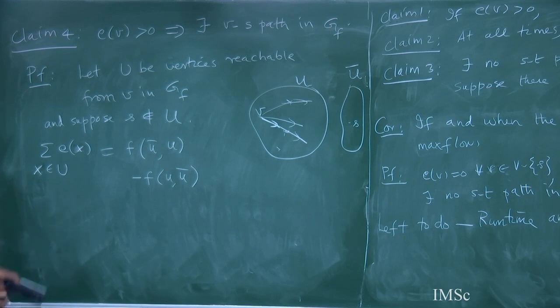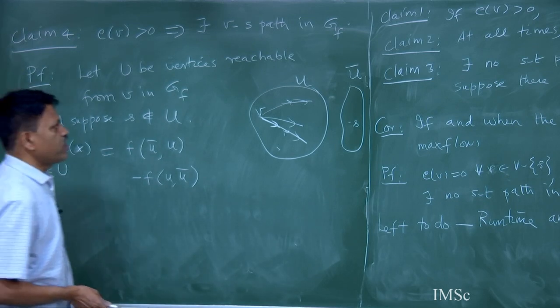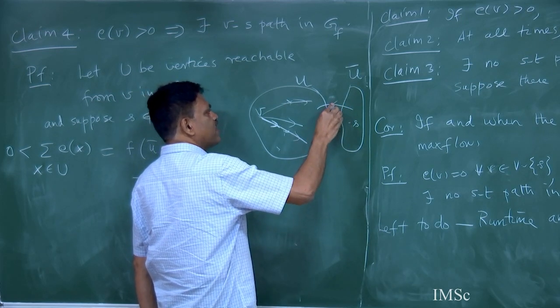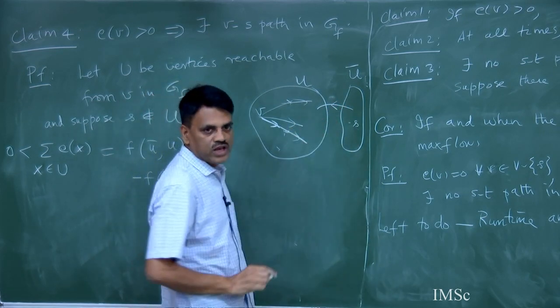But you know that this is greater than 0, right? Why? Because V is sitting there and its x is positive, and all the other x's are greater than or equal to 0, because we have a pre-flow. So this sum is strictly positive. So you have at least an edge where there will be some positive flow here, okay.